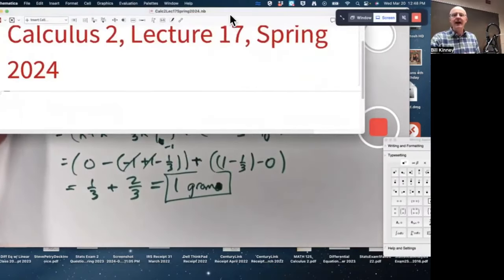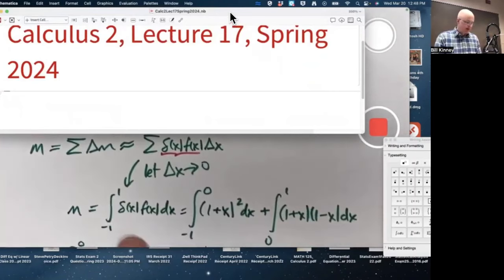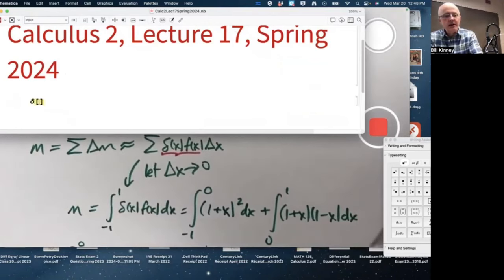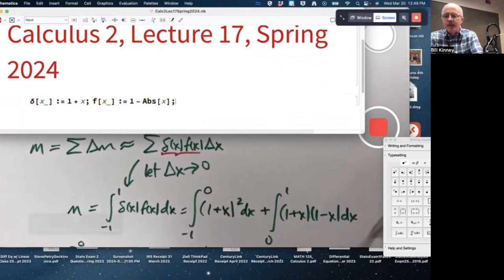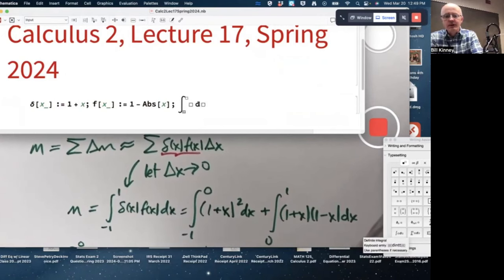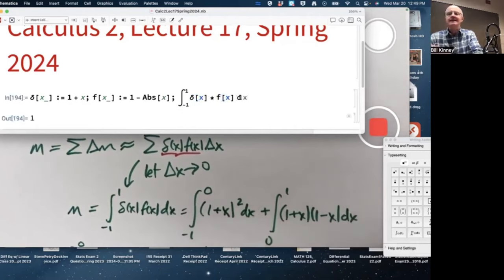But when we check it with Mathematica, let's do the integral from -1 to 1 using the absolute value formula for f. So the delta of x formula is 1+x. The f of x formula is 1 minus the absolute value of x. Instead of breaking it up into two integrals, Mathematica should be able to handle it as one integral like this, and yes, get an answer of 1.